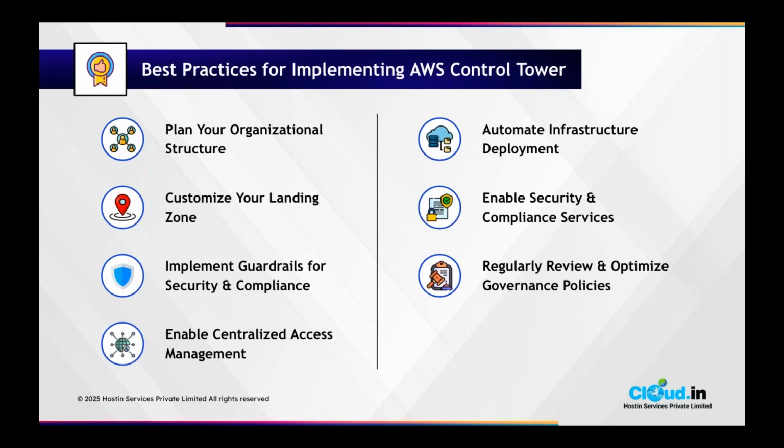Then next is automate infrastructure deployment. To avoid manual errors, you can use infrastructure as code with AWS CloudFormation or Terraform. In this way, every time you create a new AWS account, your security settings, networking, and IAM policies are applied automatically to each and every account.